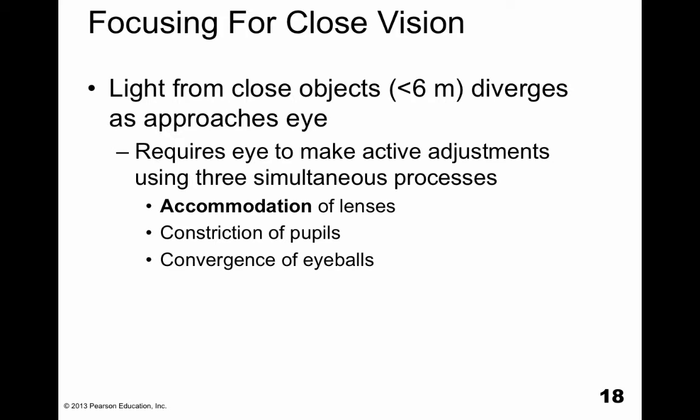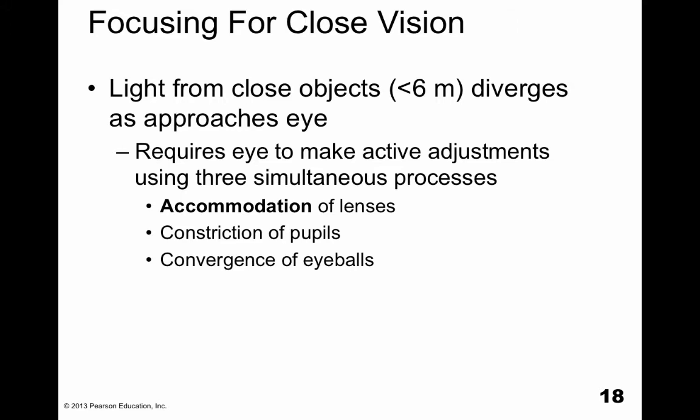And so now let's talk about close vision. This is for stuff that's less than 6 meters or 20 feet, right? Light from closer objects diverges more as it approaches the eye. So this is going to require our eye to make active adjustments, and they're going to do this through 3 processes.